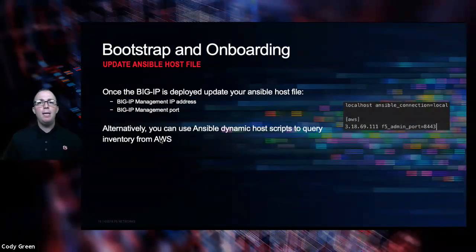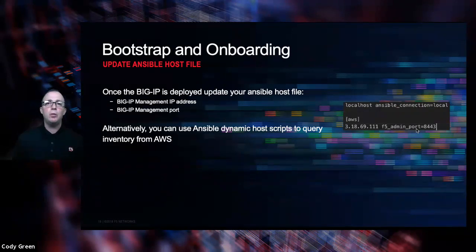Now, once the BigIP is deployed, we want to be able to use it with Ansible. There's a couple things we can do. The easiest method is we simply add the elastic IP address for our management interface to our host file in Ansible. There's also an extra variable I'm setting here. In this case, I'm using a single NIC deployment of the BigIP. And in that scenario, the management interface is moved from 443 to 8443. So I'm letting Ansible know that so that when it makes API calls into the F5, we're good to go. Alternatively, you can use things like Ansible dynamic host scripts.